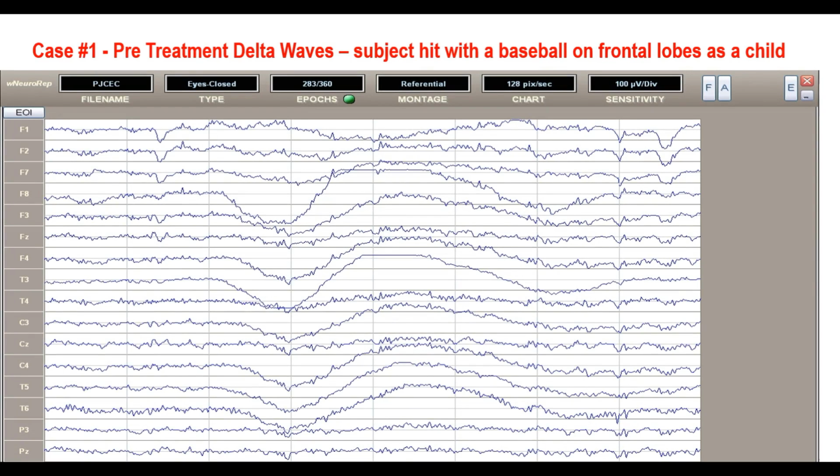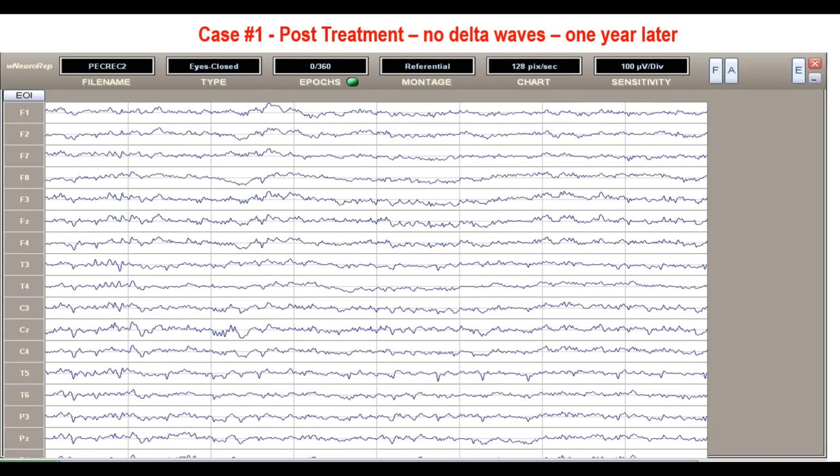This is the case of a child who was hit with a baseball bat in his frontal lobes as a child. We get him about 4 or 5 years later. These wide swings in delta are very problematic from a cognitive viewpoint. We involve him in the treatment, do an evaluation 1 year later, and by and large, he's roughly normal. So it shows you quite visually that we can change the EEG signal.